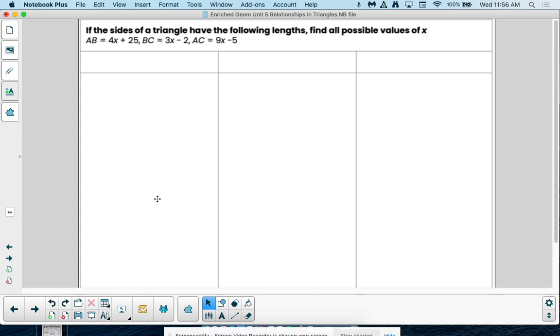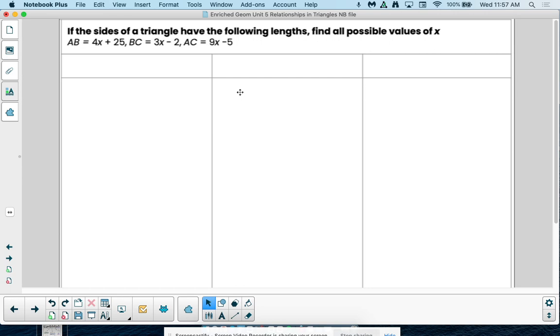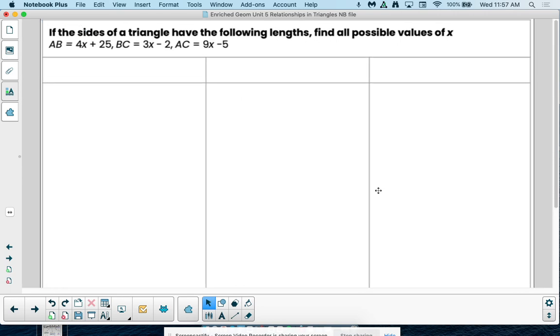Yes, set them equal to. Any other ideas? Yeah, we have to compare. We actually have to pretend like each side could potentially be the shortest or longest, okay? So we have to go through all three motions.